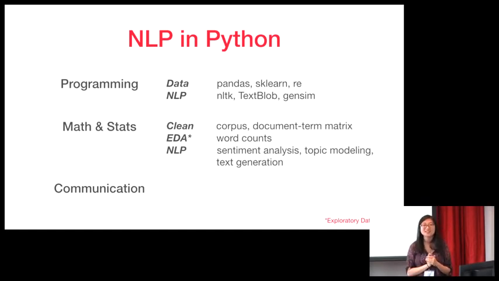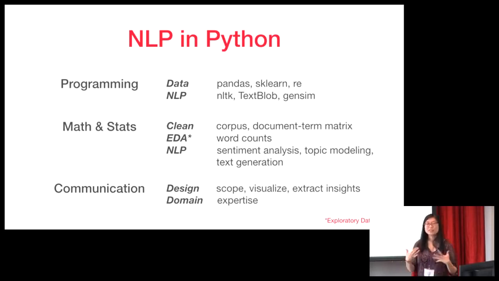From the math and stats side, this is where I really want you guys to try to understand these concepts, because it's so important in interpreting the results. So we're going to be cleaning the data, and we're going to be putting it into a couple formats. So first is just a general corpus format, which we'll go over in detail, and then also a document term matrix. And then we're going to do some exploratory data analysis, which I'll be calling EDA from now on. And that's going to be a lot of word counts. And then finally, we're going to be going through those three techniques that I mentioned earlier. So sentiment analysis, topic modeling, and text generation.